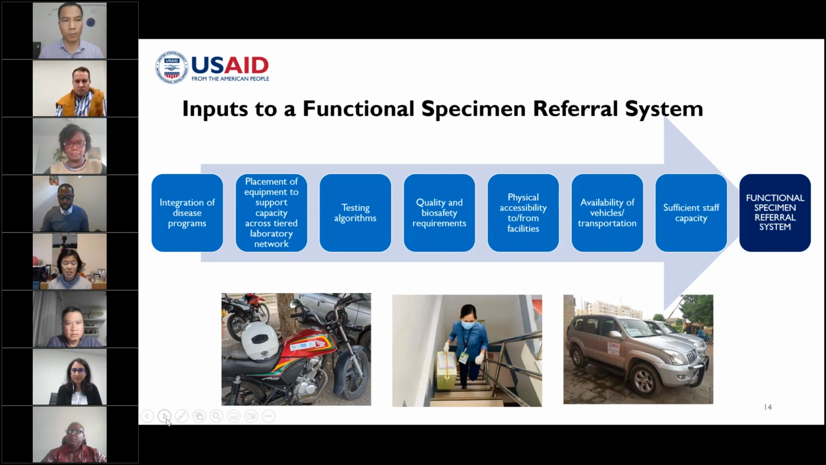Also around testing algorithms. So what test happens at what point? There are, of course, quality and biosafety requirements. Physical accessibility is also important. And what type of vehicles or transportation might be available, whether or not there's staff capacity. So all of these factors should be considered when designing a functional and robust specimen referral system. Next slide, please.